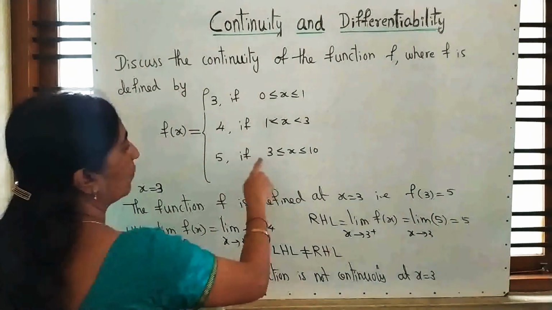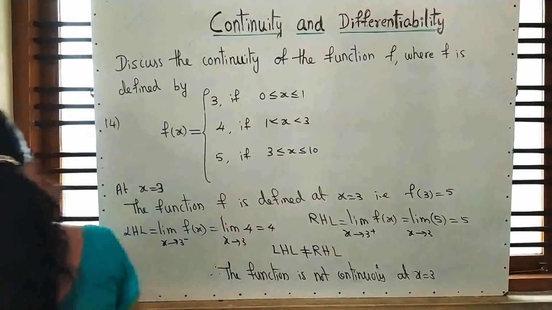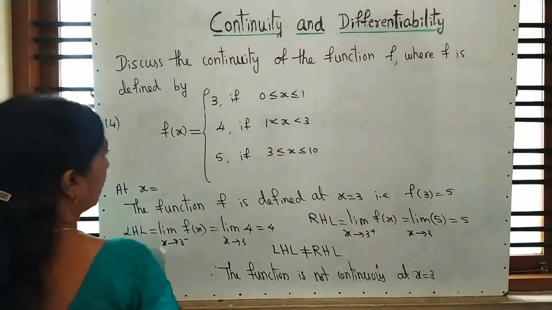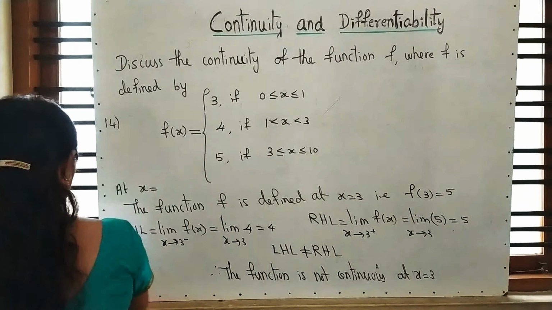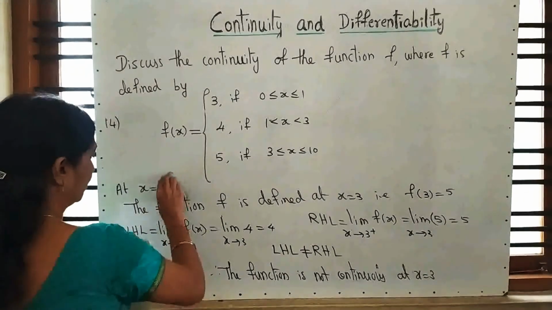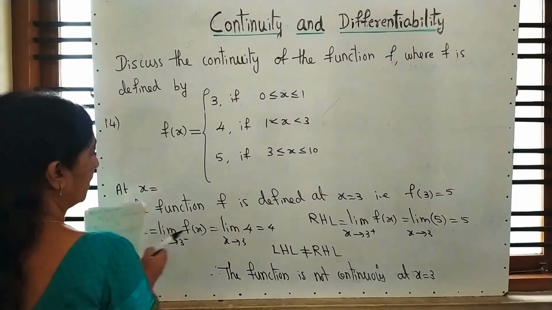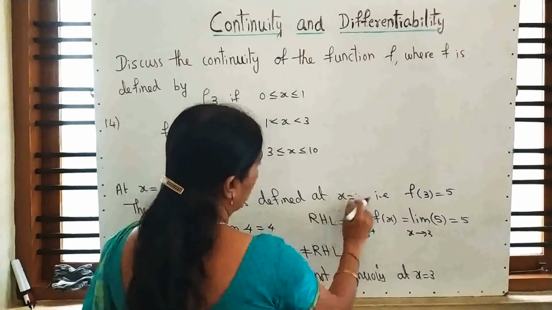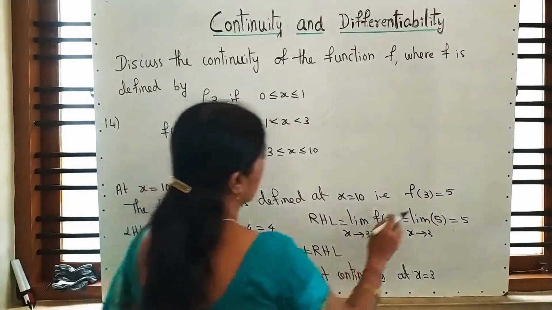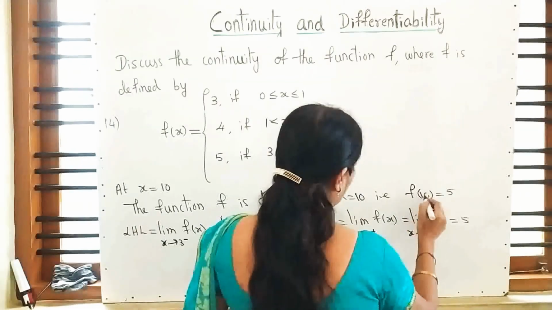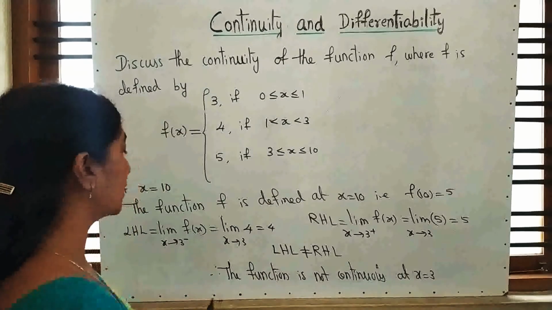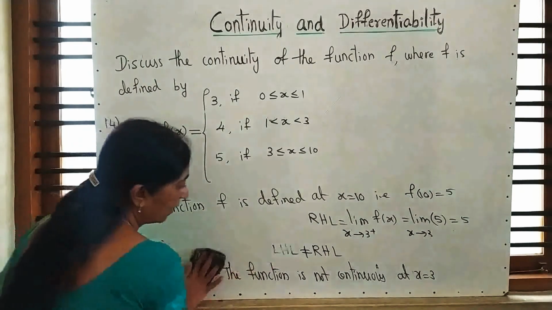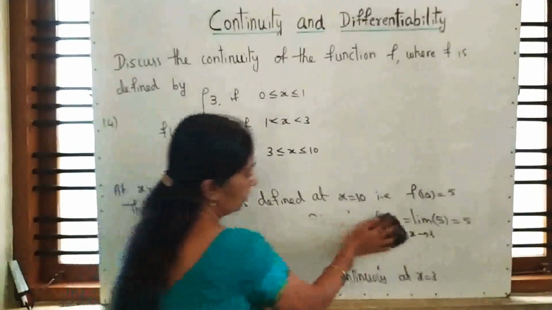The next one you can check is at x is equal to 10. Say at x is equal to 10, which function are you selecting? We are selecting the last one. The function is defined at x is equal to 10 or what? That value is f of 10, which is also 5. And which type of function is it? See, if it is a number, it is a constant. And you know that every constant function is continuous.